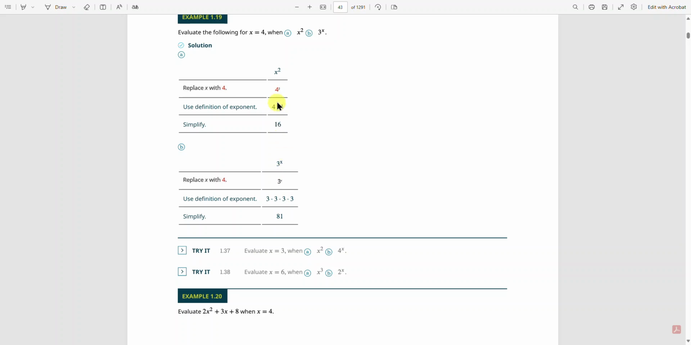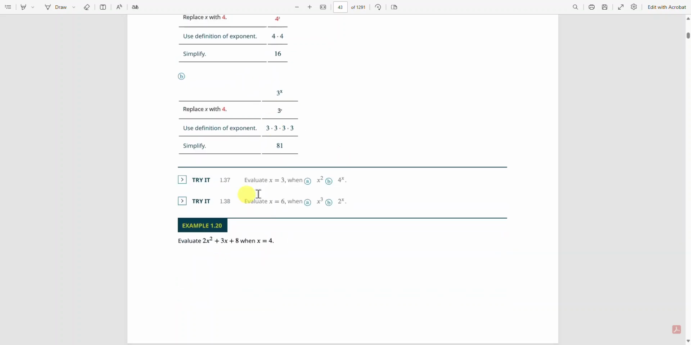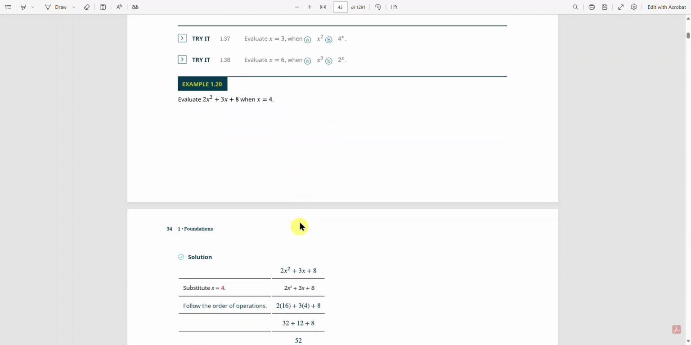16 is the value of the expression x squared when x equals 4. So again, this is evaluating expressions when we replace a variable with a known quantity. All right? Pretty simple, but again, you've got some more practice exercises here that you can work on. Let's move down to another example, and you can see that things get more complicated.